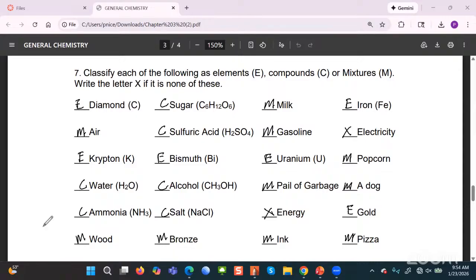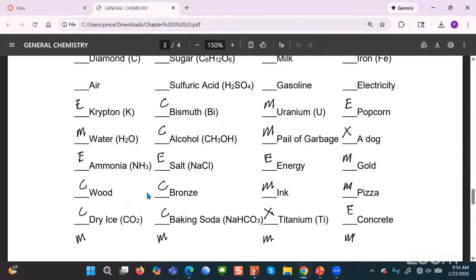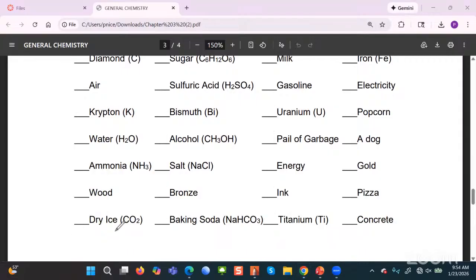Okay, let's see here. Oh, there are more. Okay, so let me clear this here. Okay, so dry ice, compound, baking soda, compound, titanium, element, and concrete, mixture. Okay, very good.